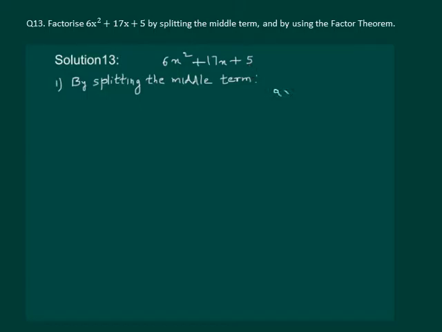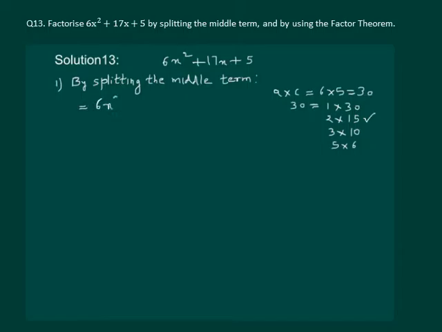Then a into c is equal to 6 into 5, that is 30. Then 30 can be written as 1 into 30, 2 into 15, 3 into 10 and 5 into 6. We have to choose that pair so that we can get the sum or difference as 17. Clearly, 2 and 15 can give us 17. So let us split the middle term.